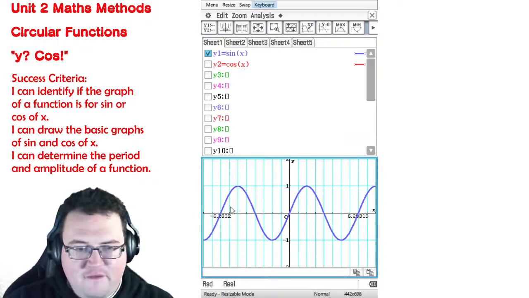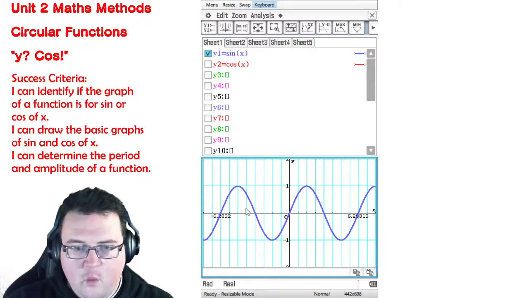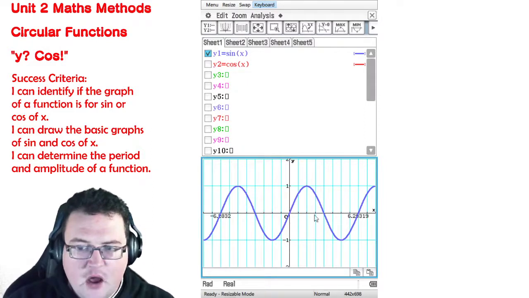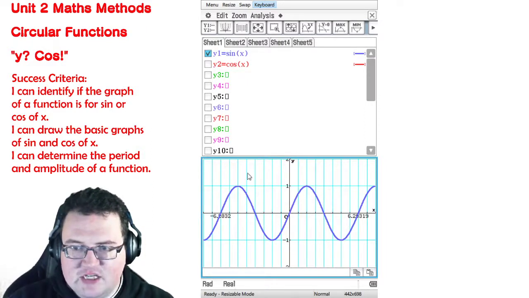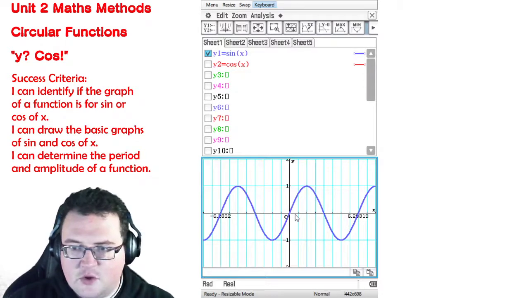So for example, our function has a center line of y equals 0. Everything bounces around this. This is our center line. The amplitude is the maximum, the highest distance from that center line. So in the case of this one here, the maximum distance from the center line is 1. So it goes up to 1 and down to minus 1. So we would say it has an amplitude of 1.